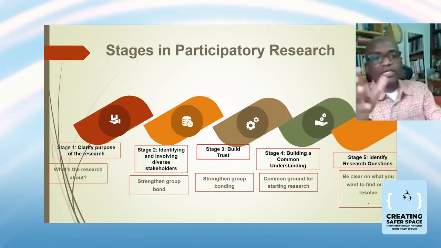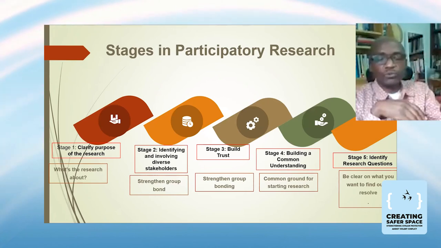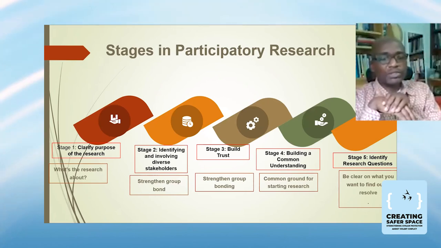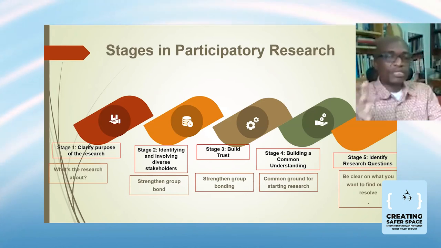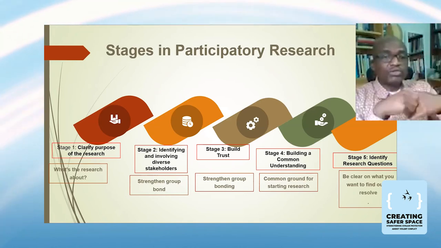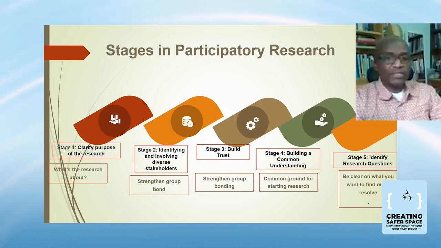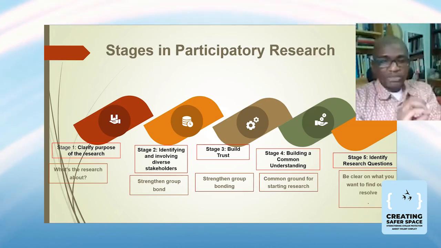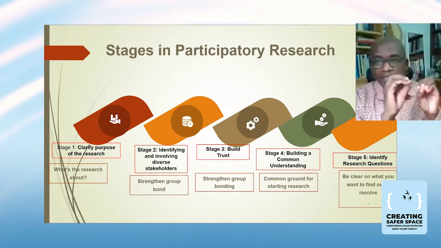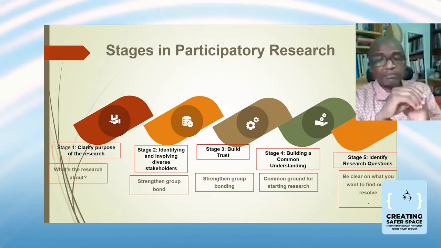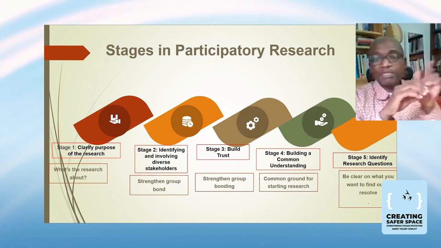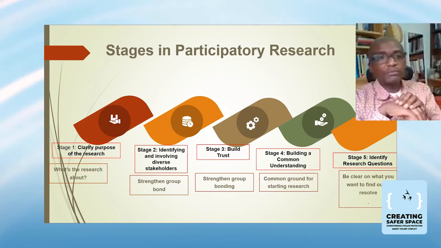Stage one, clarify the purpose of research. Be very clear on what you want. Why do we want to do this particular research? We cannot answer this question alone. Even when you develop the project and receive the funding for it, you need to leave a very big room and window for the community to redefine the purpose of the research, because you may be totally surprised by their expectation and the strategy they want to use.